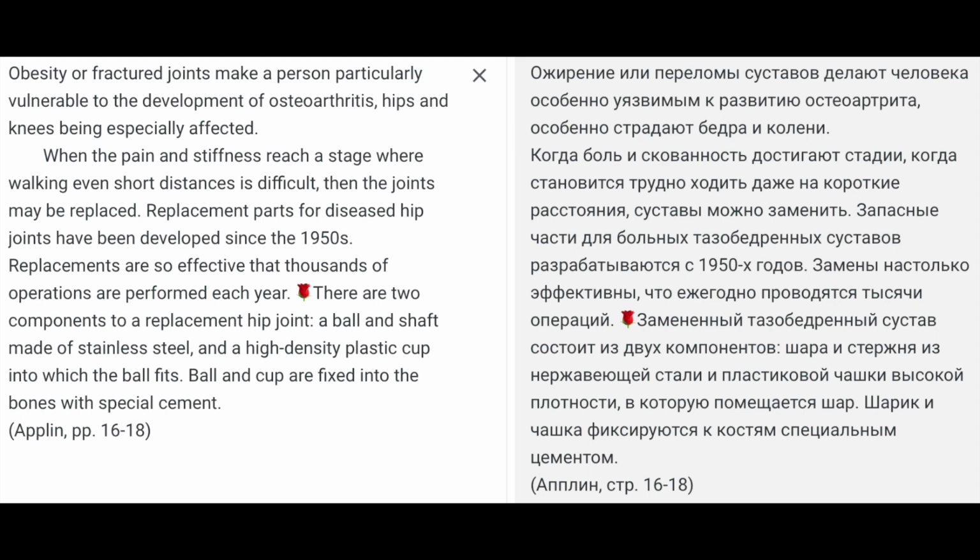When the pain and stiffness reach a stage where walking even short distances is difficult, then the joints may be replaced. Replacement parts for diseased hip joints have been developed since the 1950s. Replacements are so effective that thousands of operations are performed each year. There are two components to a replacement hip joint: a ball and shaft made of stainless steel, and a high-density plastic cup into which the ball fits. Ball and cup are fixed into the bones with special cement.